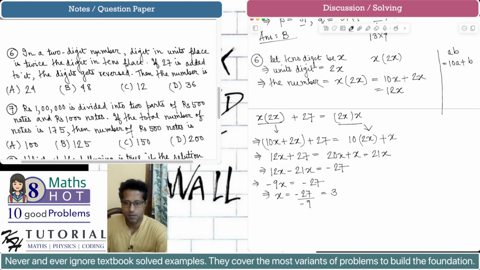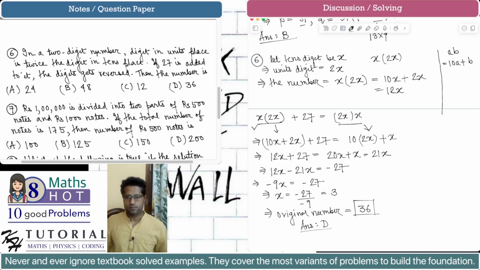So x is 3. So this implies the original number is 3 and 6. So 36 was the original number. Hence, the correct choice is D. D is the correct choice.